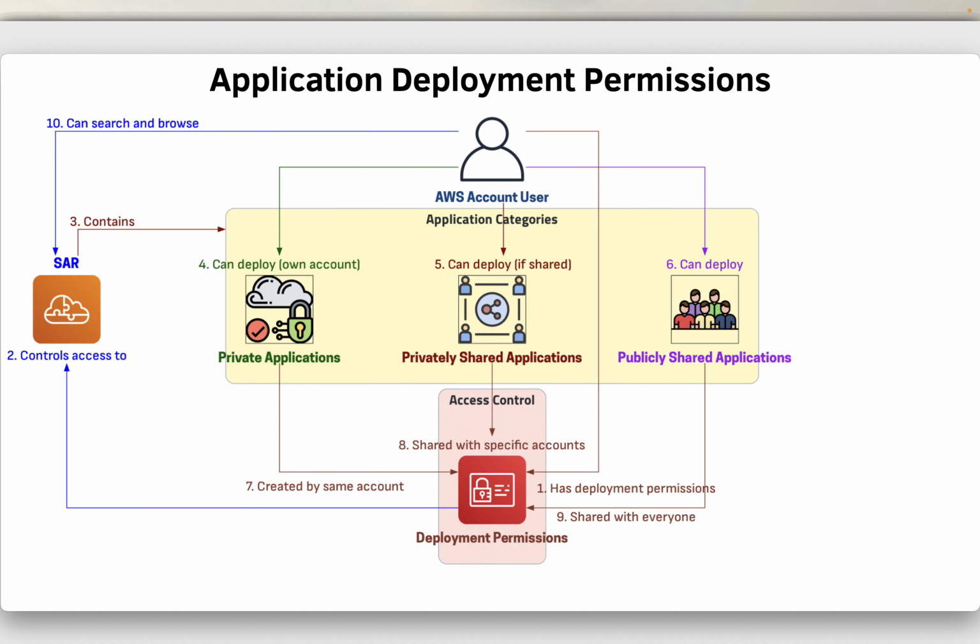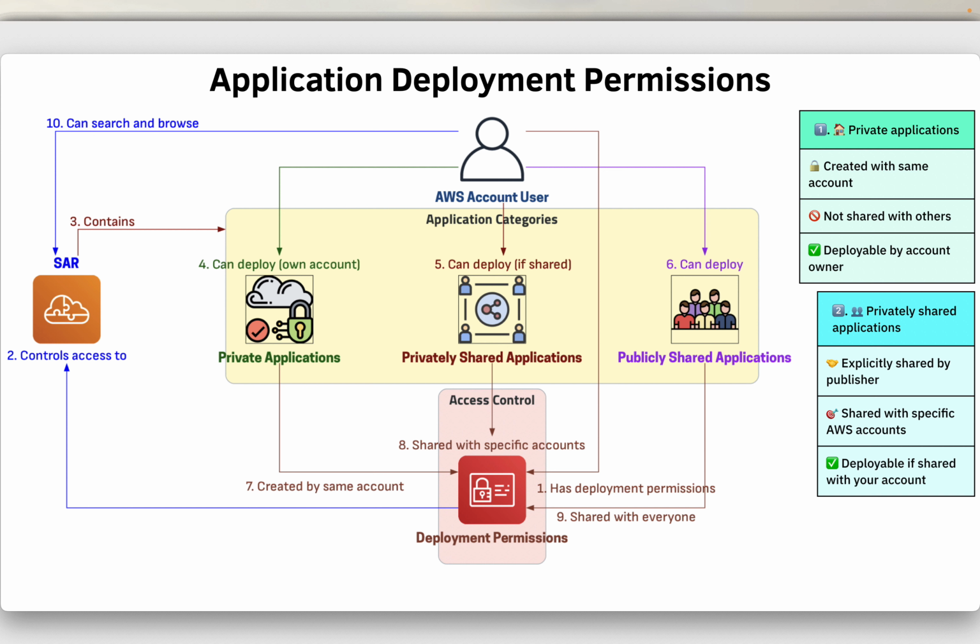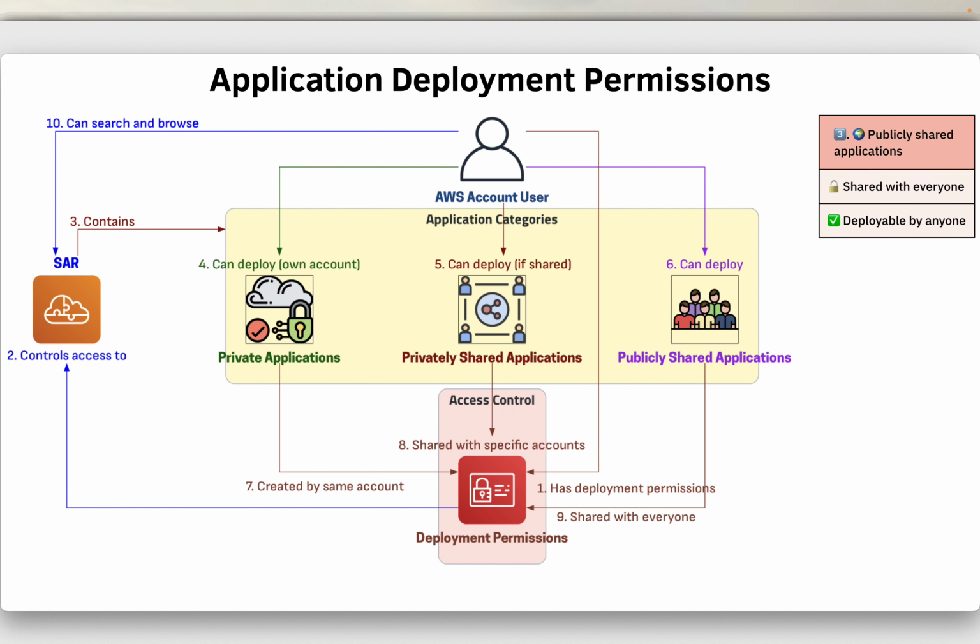Next, we'll see some application deployment permissions. Private applications in the AWS Serverless Application Repository are created with the same account and have not been shared with any other AWS account. Users have permission to deploy applications that were created using their own AWS account. Privately shared applications are those that the publisher has explicitly shared with a specific set of AWS accounts. Users have permission to deploy applications that have been shared with their AWS account.